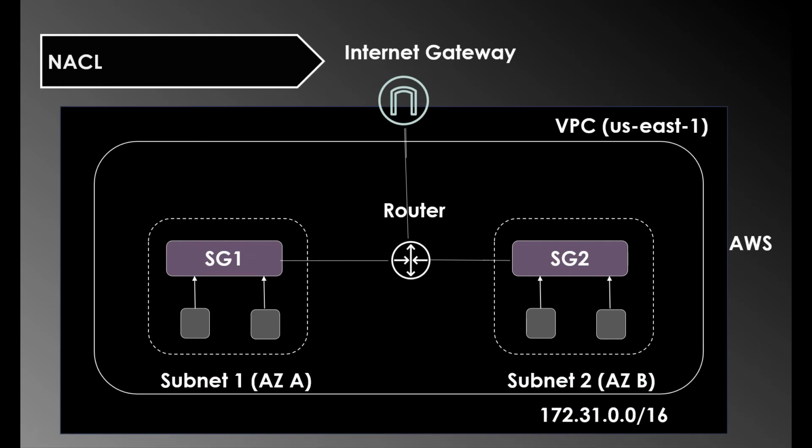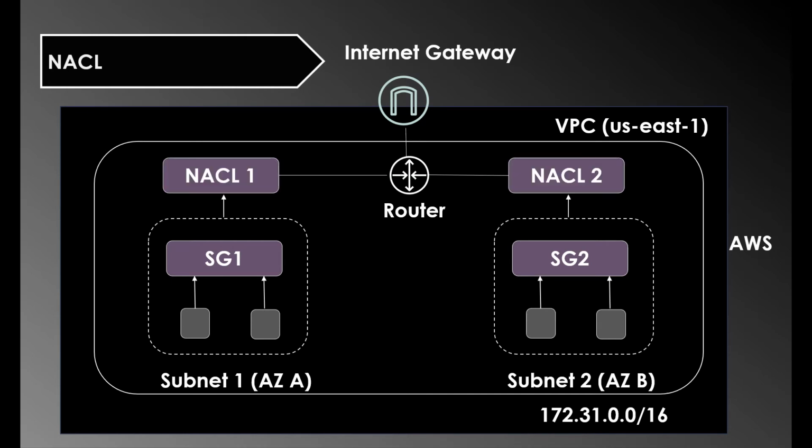So let's see where NACL fits in our diagram. We have our subnets and security groups within them, and now the NACL lies on top of the subnet. So the traffic to and from the subnet is controlled by the NACL, which is then fed into the router, which routes it to the internet or other components.